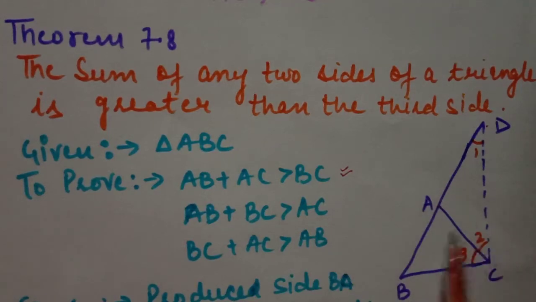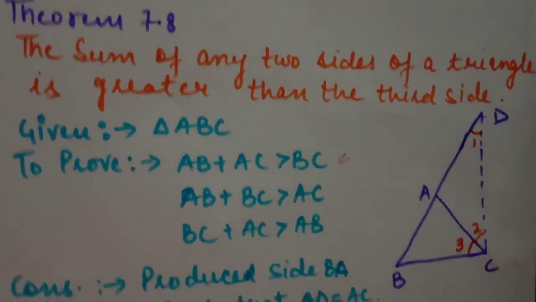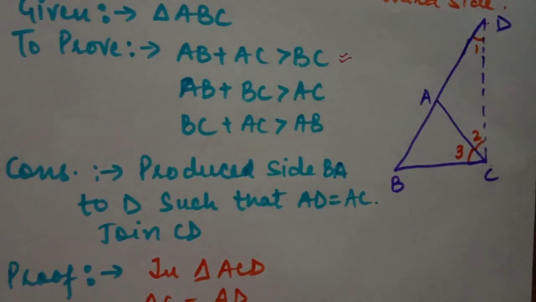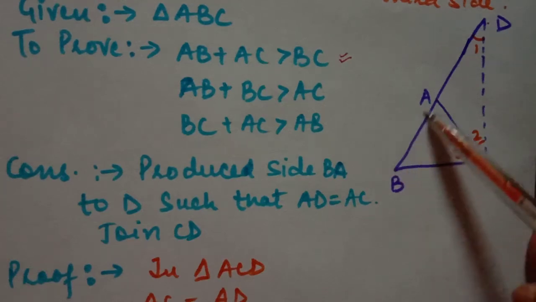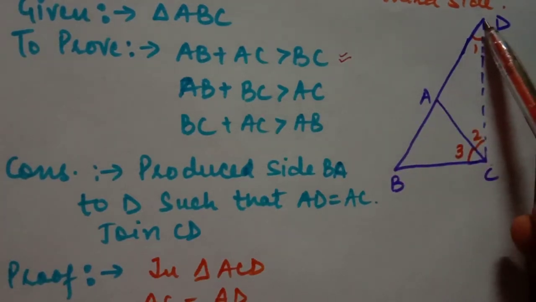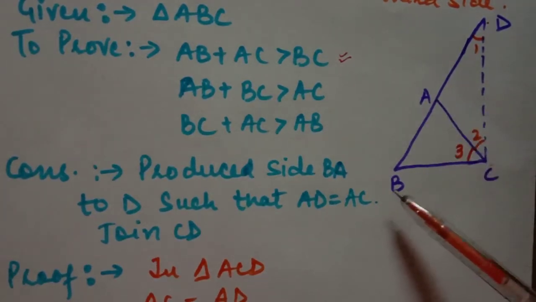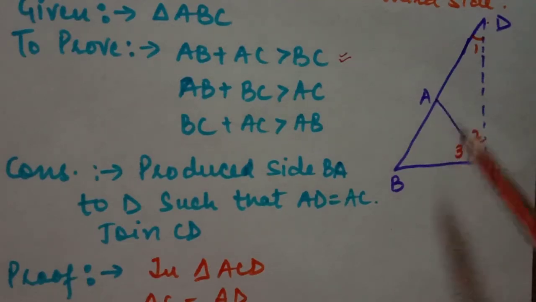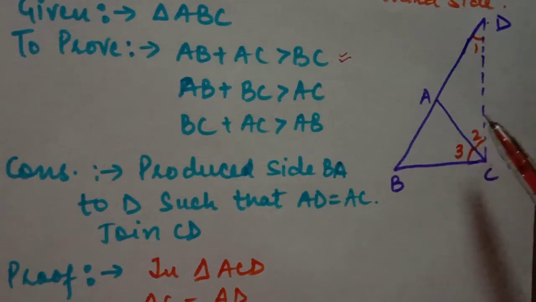Given a triangle ABC, and we have to prove all three relations. If we can prove one relation, then similarly we can prove the rest of the two. So for that we will do a small construction. We will take a triangle ABC. We produce BA to point D, such that AD and AC are equal to each other. So in triangle ABC, we produce BA at point D such that AD and AC are equal to each other.